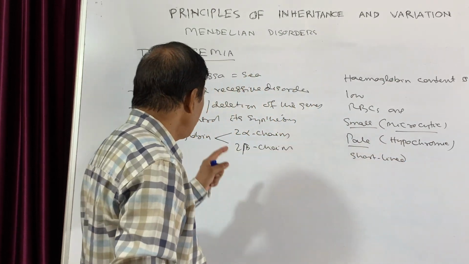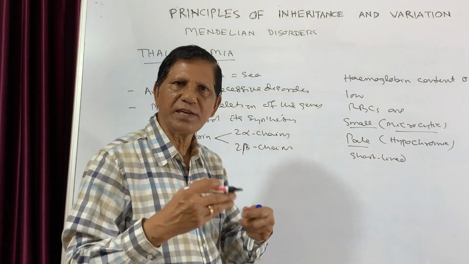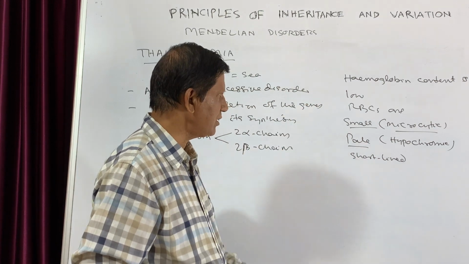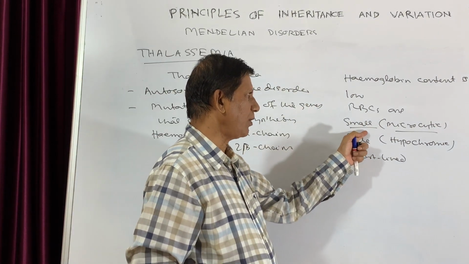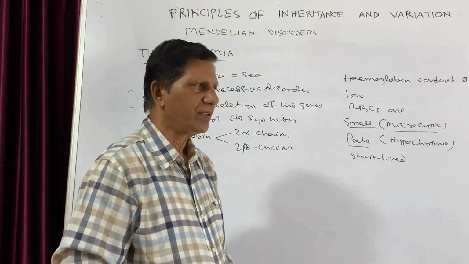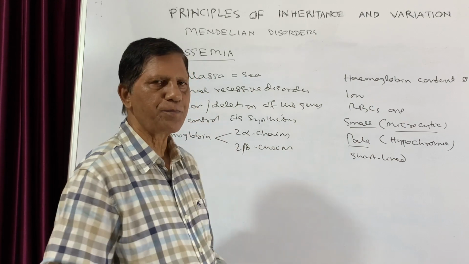That means these polypeptide chains cannot be completely synthesized. As a result, the amount of hemoglobin content decreases, the RBCs become small, they become pale, and they become short-lived. This results in the disease that is thalassemia.